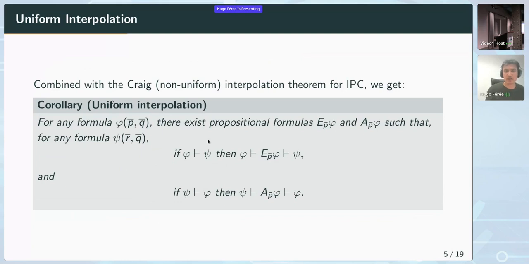Another way to see this theorem is that it's what we call uniform interpolation. We obtained this corollary using something called the Craig non-uniform interpolation theorem. I'm not going to explain that right now, but the idea is that if you have two formulas, phi and psi, such that phi entails psi, you can always find a formula in between them in the logic, which only uses the intersection of their variables. The uniform part of this theorem is the fact that this formula only depends on phi, not on the second formula. It only depends on the set of variables you pick and not on the right-hand formula that you choose.